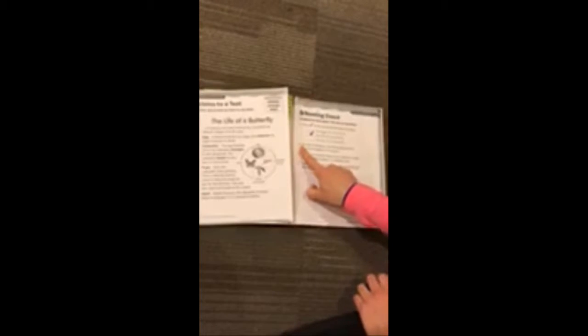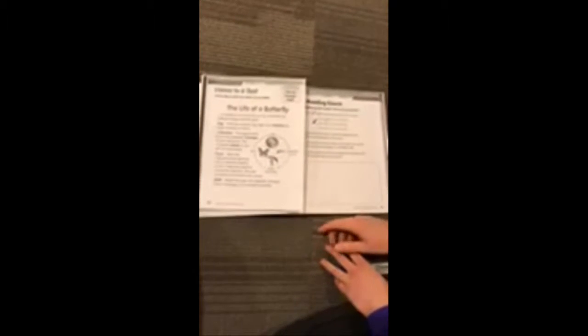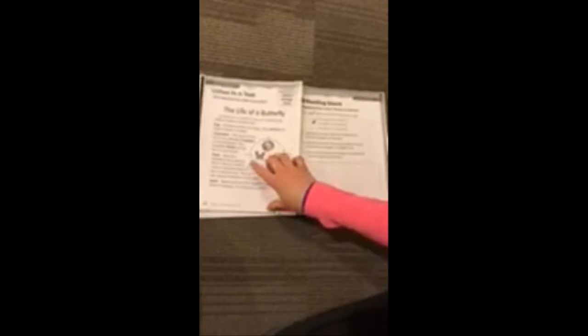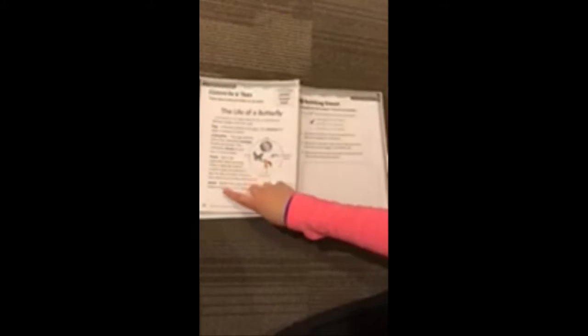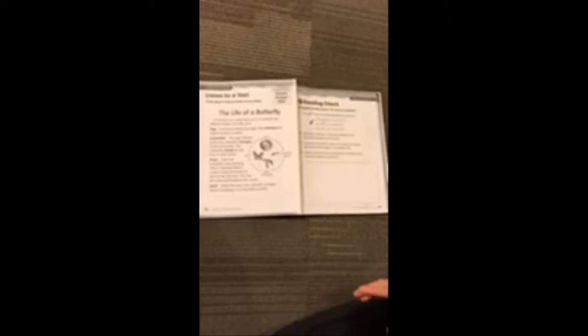And then number 2 says, go back to the text. So that means going back to the story. And it says to circle the sentence that tells what happens in the pupa. So I'm going to go back to the story. And I think I'm going to reread these two paragraphs, this paragraph about pupa and adult, to see which sentence I should circle. It says pupa.